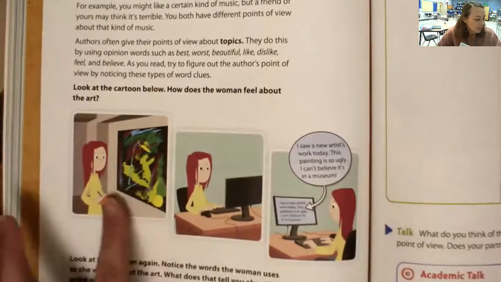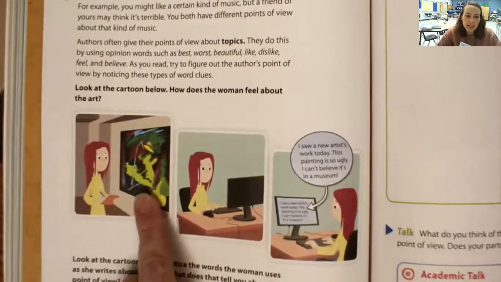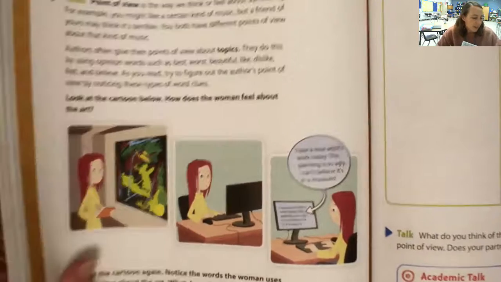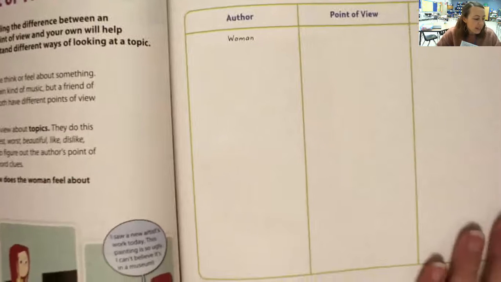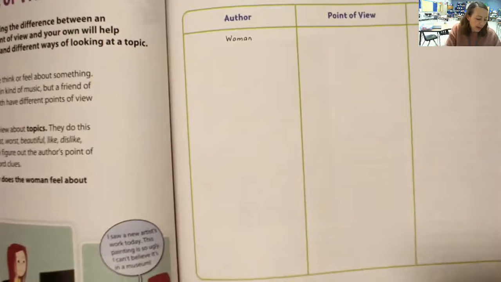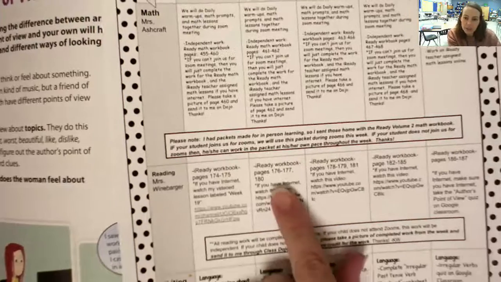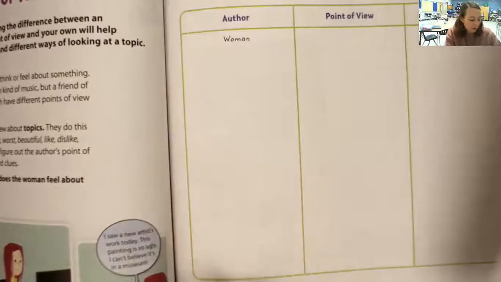You're going to be looking at this cartoon and you're trying to figure out the girl's point of view of this painting that she's looking at. And then you're going to fill in this chart over here by giving details in the text that help you to figure out her point of view, okay? On Tuesday, you're going to be doing 176, 177, and 180.